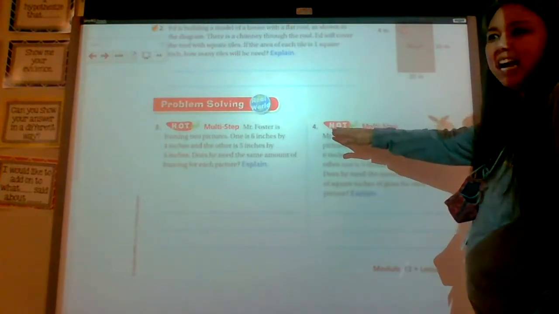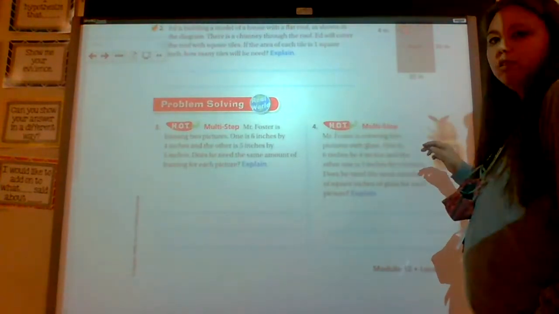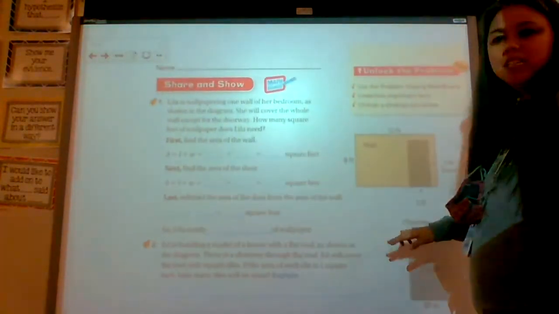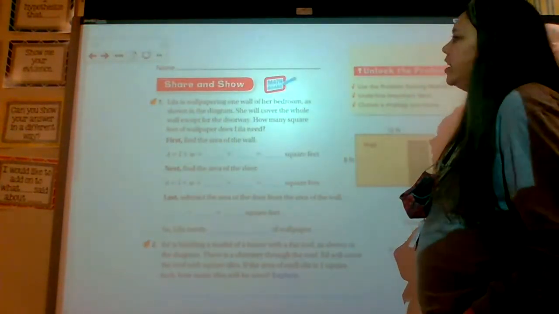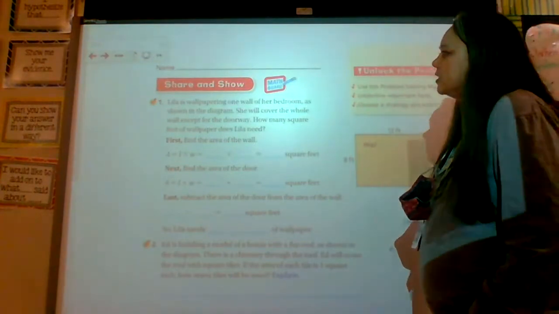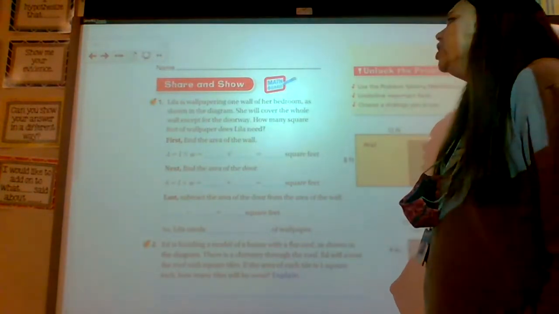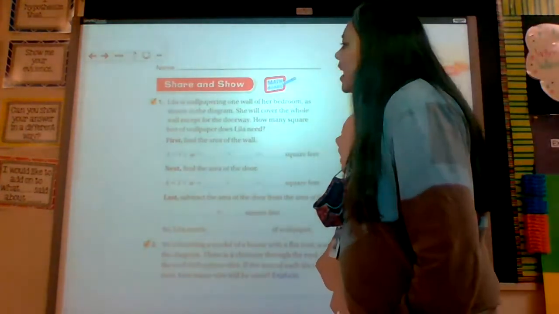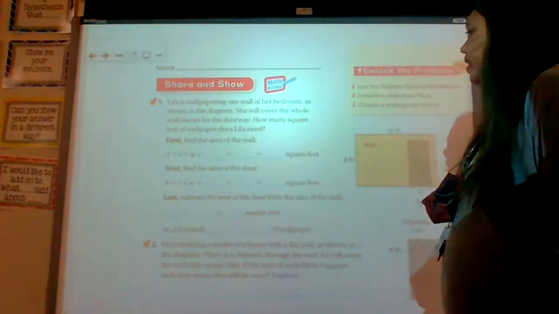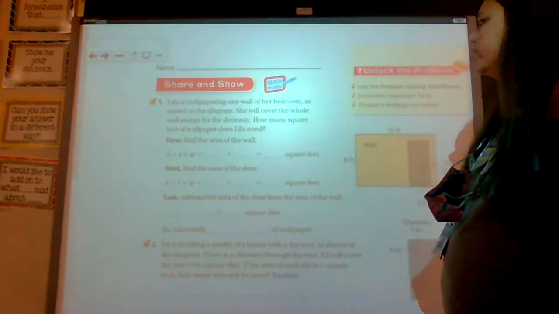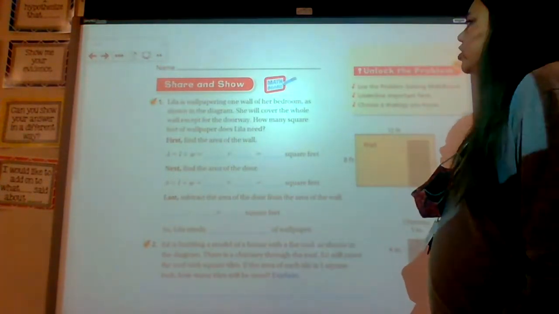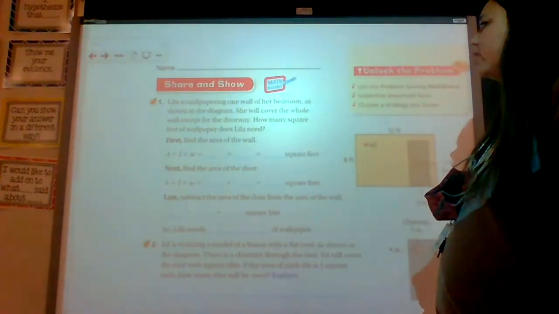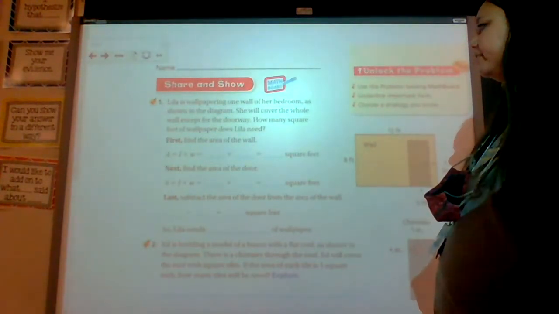That's what that means, higher order thinking. Those are your hot questions and hot chili questions that are really good, that make us get into that deep thinking of what the question's really asking us. Okay, number one, and I wanted to do this one with you at least, and let's look at Lila is wallpapering one of her bedrooms, as shown in the diagram. Okay, she will cover the whole wall except for the doorway. How many square feet of wallpaper does Lila need?